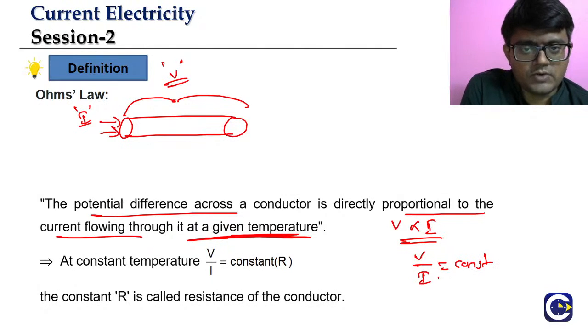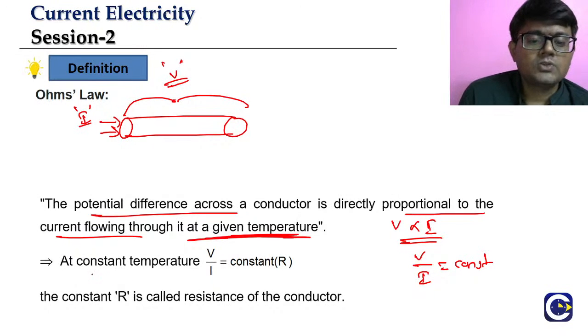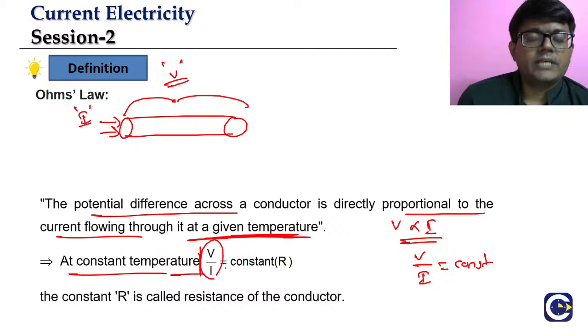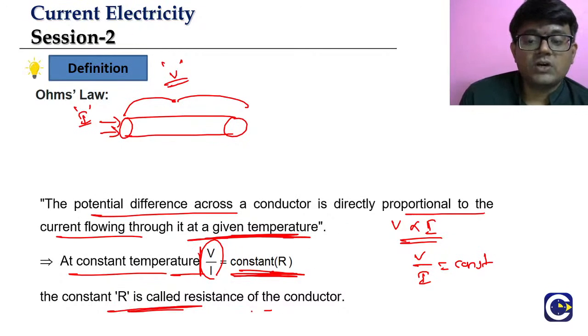V will be proportional to I. Otherwise we can also say it as what? V by I will be constant. Okay, so at a constant temperature நம்ம fix பண்ணா, the V by I or ratio, voltage applied by the current observed, other ratio will be what? Constant. This constant is what we are going to be calling as the resistance of the conductor.